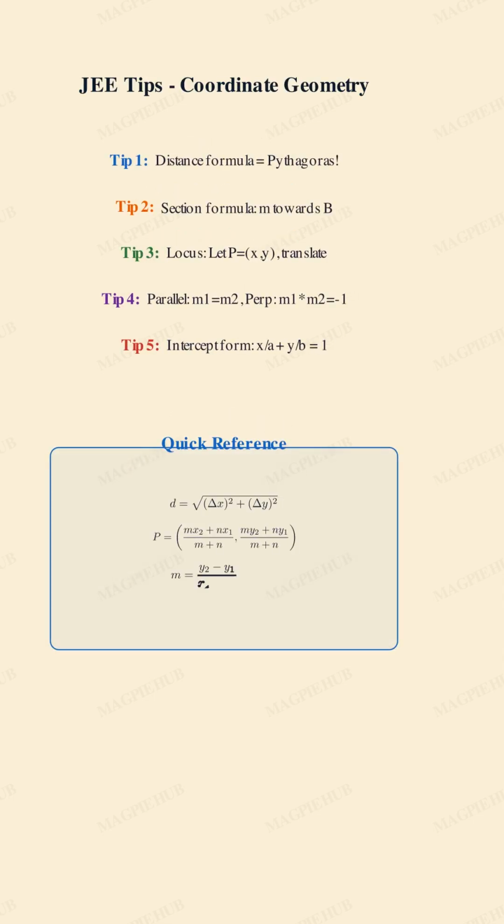Tips for coordinate geometry. Tip 1. Distance formula is just Pythagoras. Visualize the right triangle. Tip 2. Section formula, always keep track of the ratio direction. M is towards the second point.